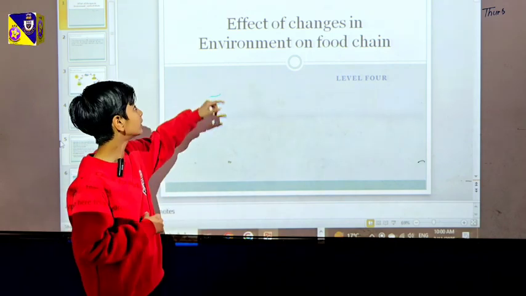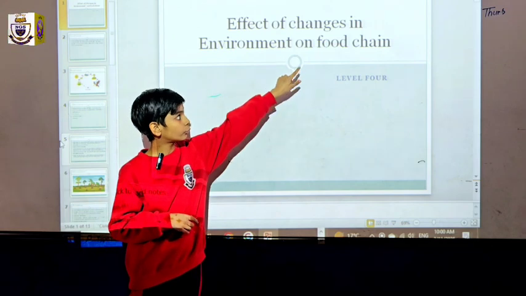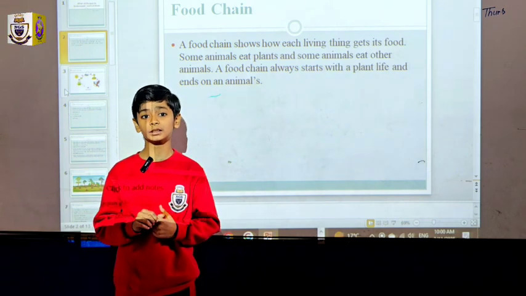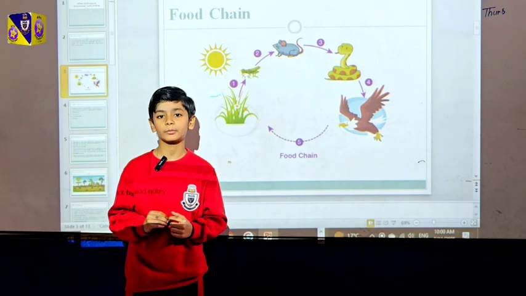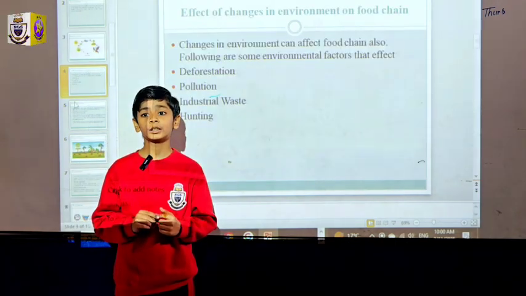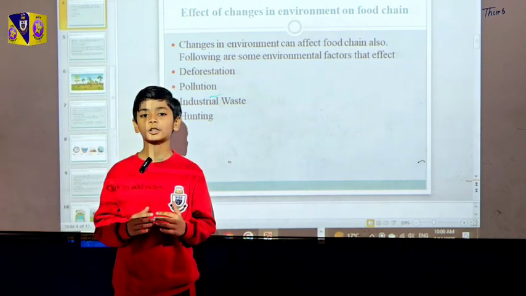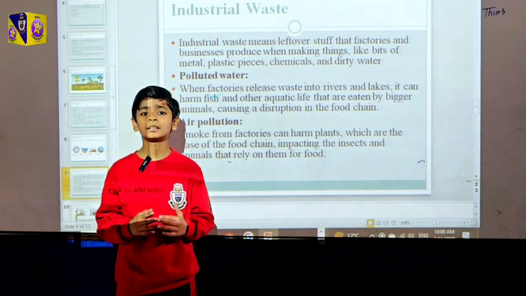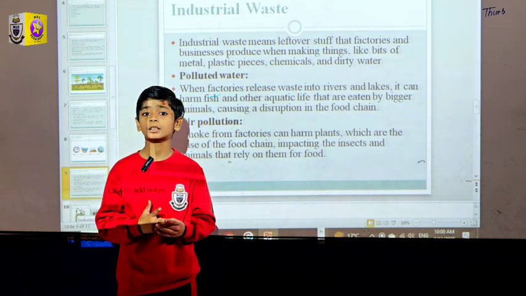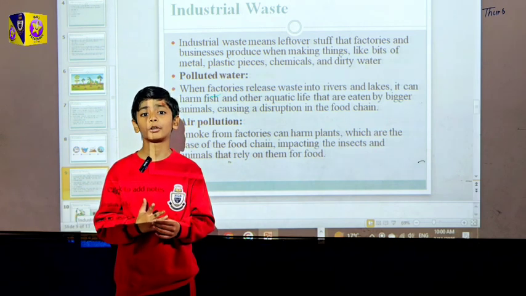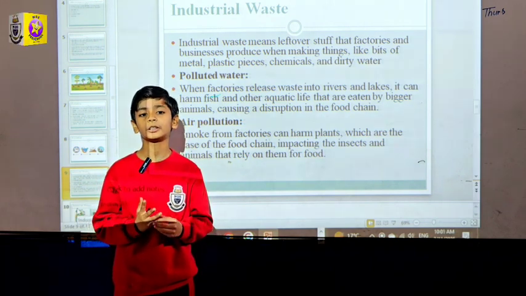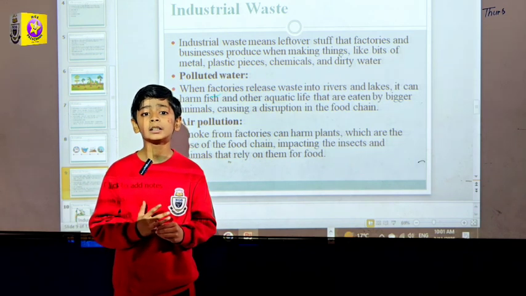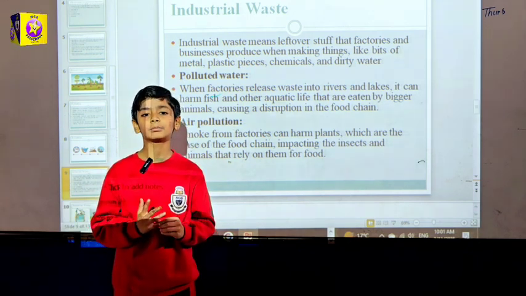Today the topic of my presentation is effect of changing environment on food chain. A food chain always starts with plant life and ends with animals. Changing environment can also affect the food chain. Industrial waste. Industrial waste means leftover stuff that factories and businesses produce when making things, like bits of metal, plastic pieces, chemicals, and dirty water, polluted water. When factories release waste into rivers and lakes, it can harm fishes and crocodiles that can be eaten by big animals.